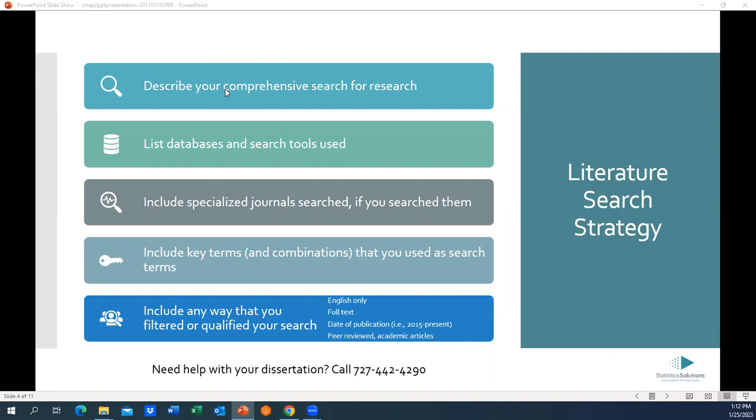Sometimes, you can specify that you only want to get back articles that are published in English or that are full text. Okay, but these next two are pretty important: date of publication and peer-reviewed articles. So when you're conducting your search, there are filters you can apply.